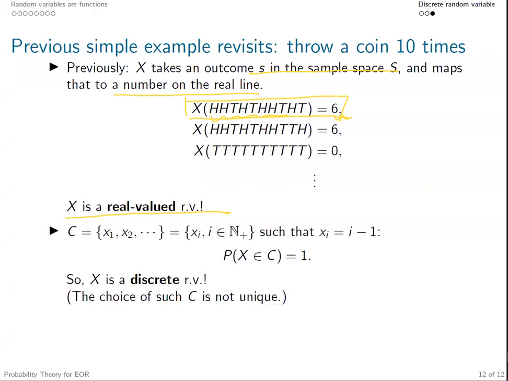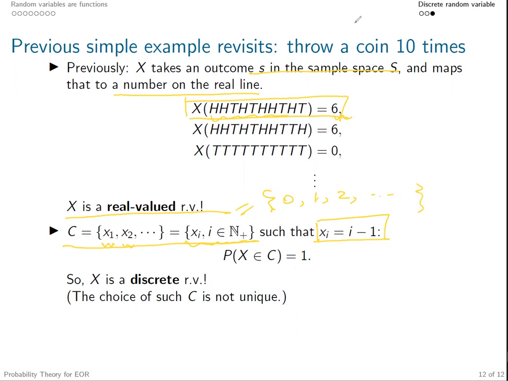At the same time, it's easy to check that X satisfies the definition of a discrete random variable because we can choose this set C equal to x1, x2, and so on. We index all the elements within C with the natural numbers 1, 2, 3, and keep going, with each index corresponding to a value. So essentially, we have C equals 0, 1, 2, and keep going.